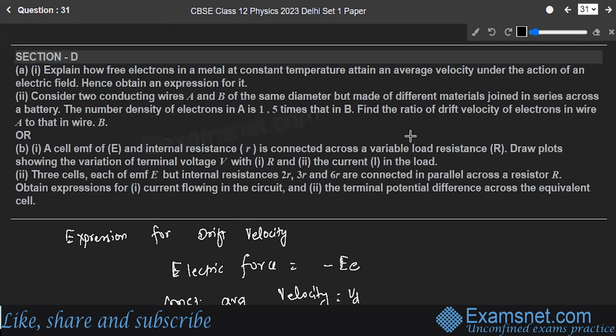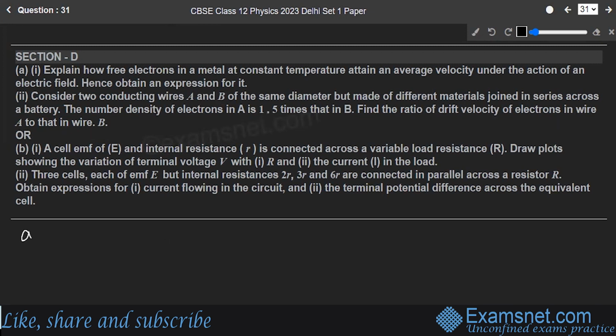Right, now the second part. Considering two conducting wires A and B of the same diameter but of different materials, joined in series across a battery. The number density of electrons in A is 1.5 times that in B. You have to find the ratio of the drift velocity of the electrons in wire A to that of wire B. Okay, so you have a question. Second part. In a series circuit, the current through the entire circuit is the same.